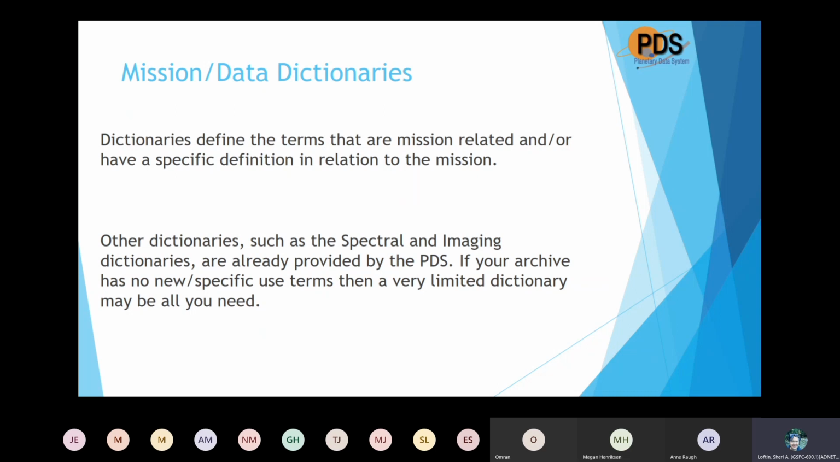And some data dictionaries already exist and are provided for you. So we already have spectral and imaging data dictionaries, radiometer data dictionaries. Most of your basic instrument types are going to be covered. But if you have something in particular that you need to have covered, you want to include it. And for smaller missions, this could be just a few key terms, whereas for a larger mission, it could be a whole set of data dictionaries that you need for your mission. Again, this is one of the things that the PDS node will help you create.